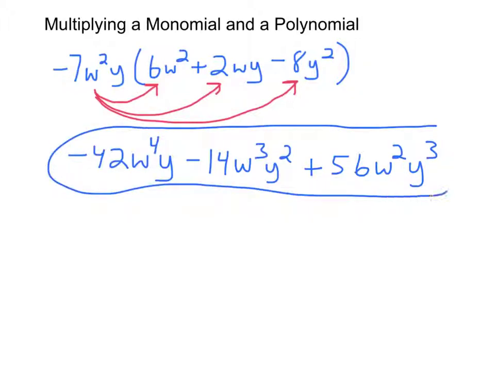You can't go any farther with this answer because if you look at these three terms in your answer, they're not like terms, and you can only combine like terms. In order to be like terms, they have to have the same exact variables and the same powers on those variables, and that's not true with any of those three terms in the answer.